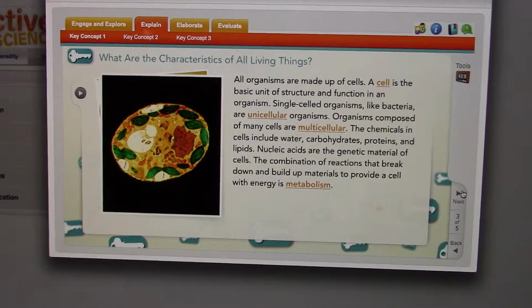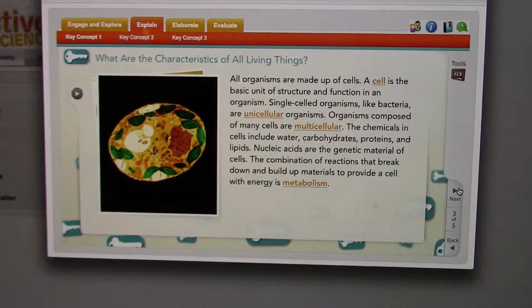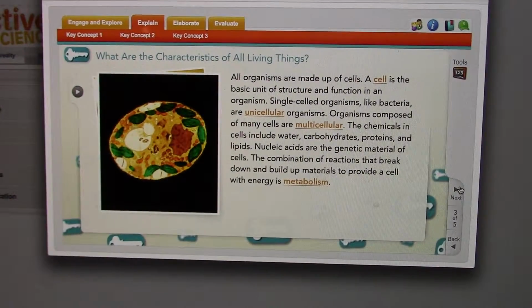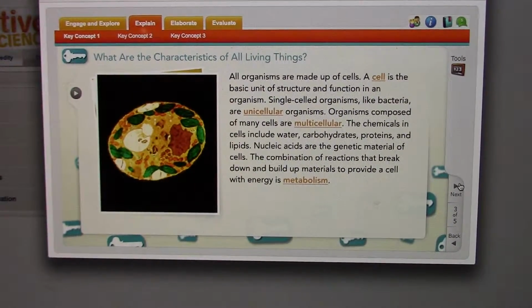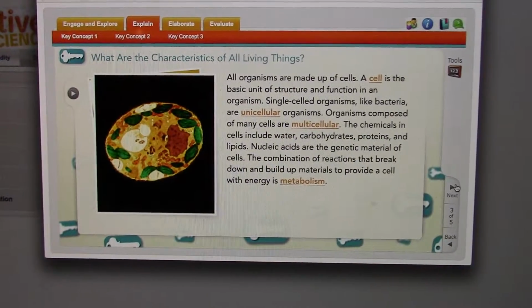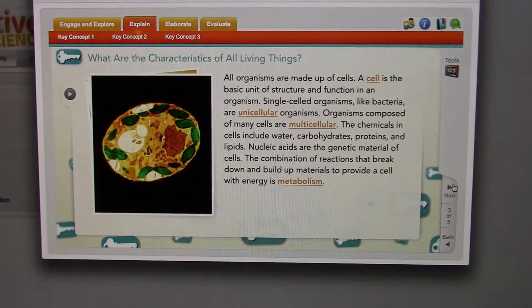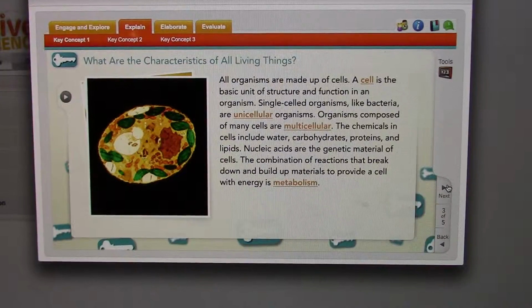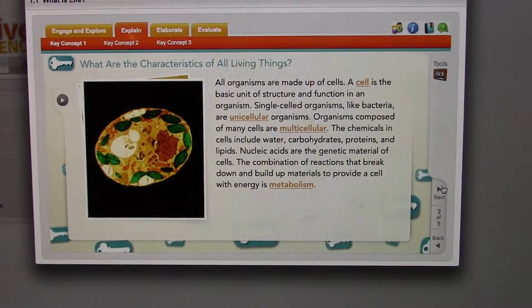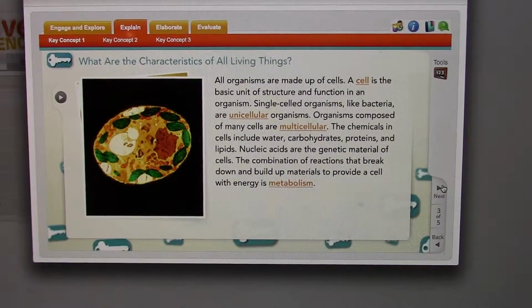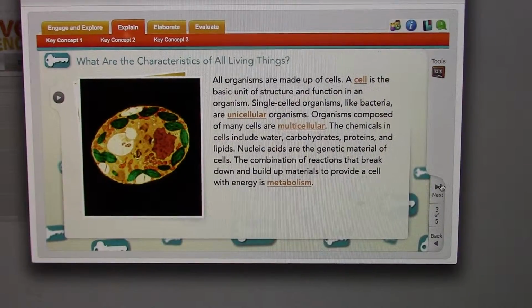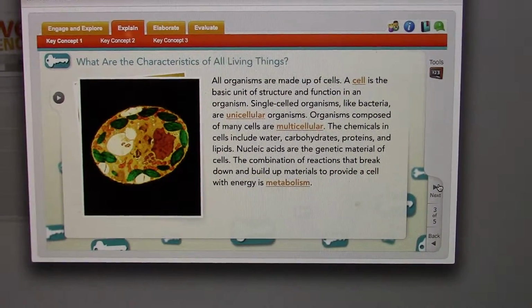Organisms are made up entirely of cells. A cell is the basic structure and function of an organism. We should remember this from when we talked about cells. There are single-celled organisms, like bacteria, which are unicellular, meaning they only have one cell, or organisms composed of many cells, multicellular.